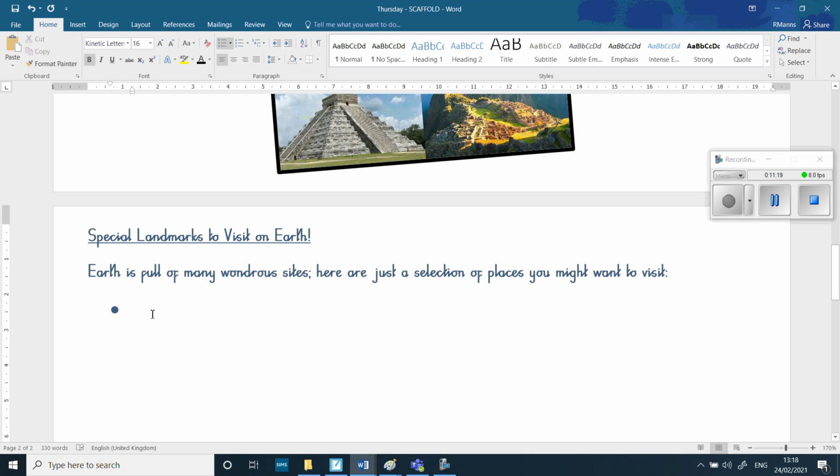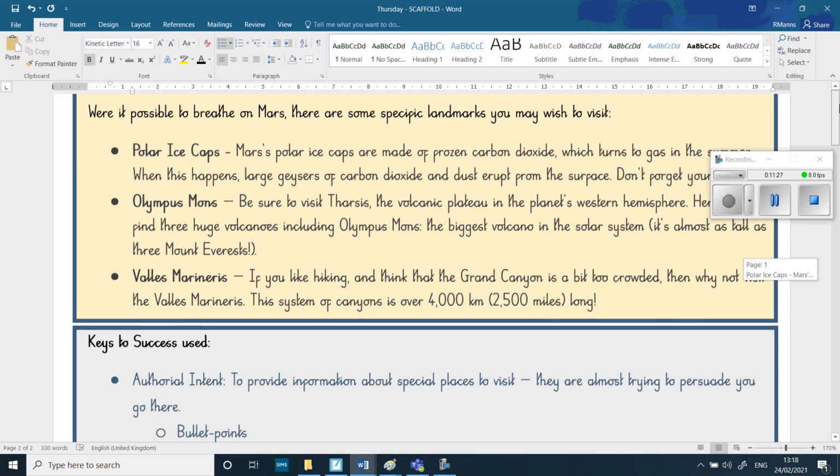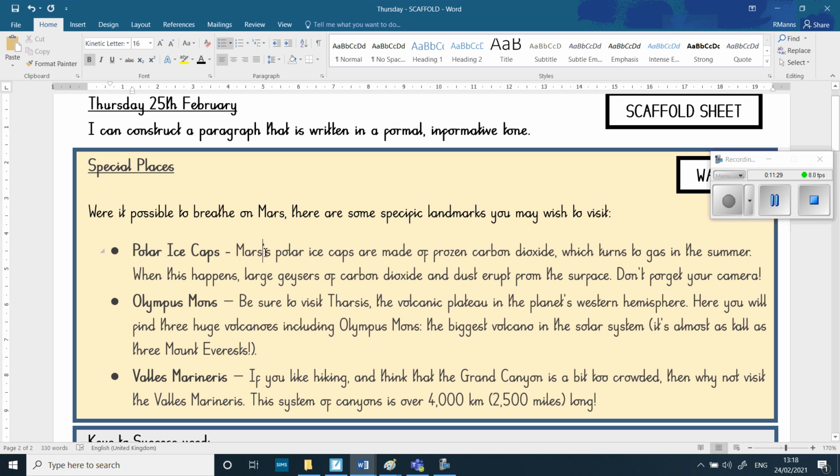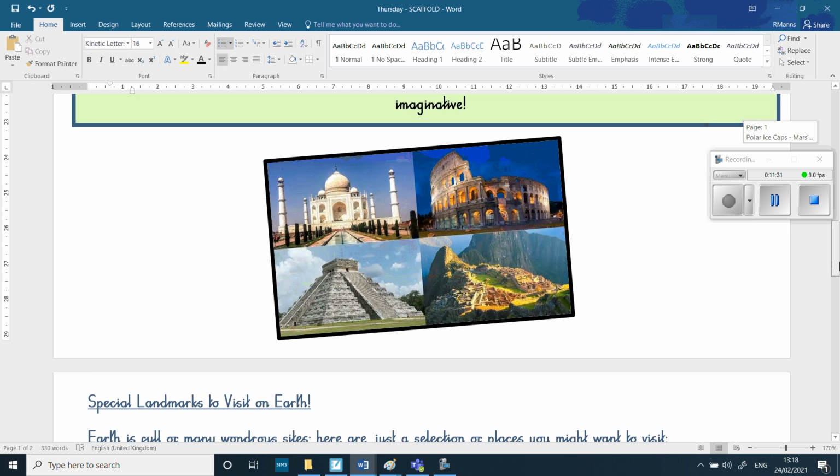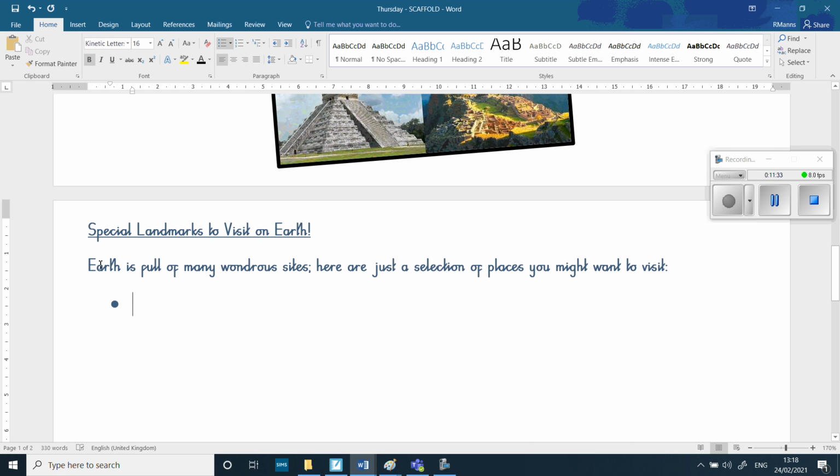But what you need to try and do is write a mini little snippet about each place, just to give the reader some information. So we'll go for, that's how it's written here, polar ice caps, and there's some information there. So I'm going to go for the Taj Mahal, and I've got that sheet, those 7 written out in front of me. Here I've got it printed out, but you could always just look at it on screen.